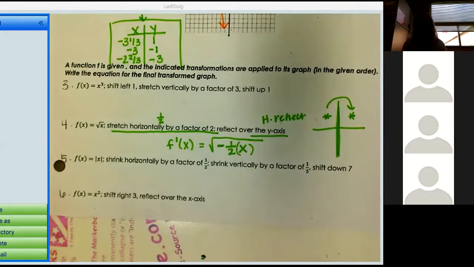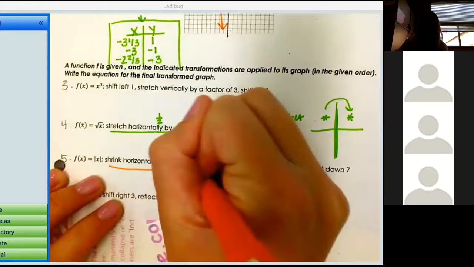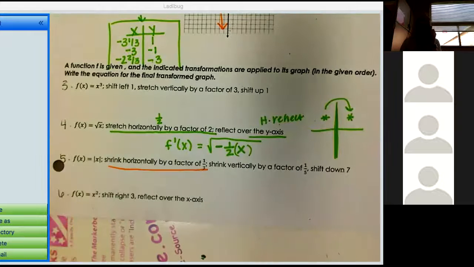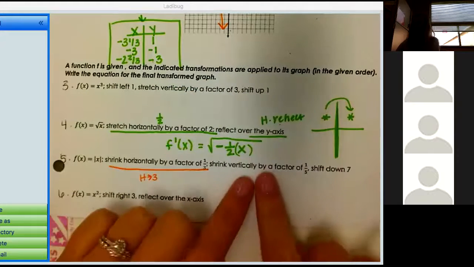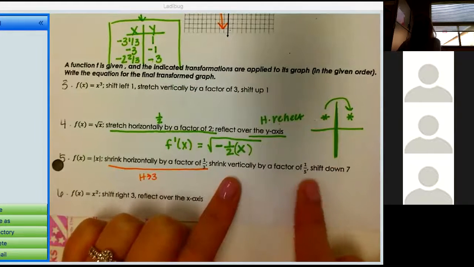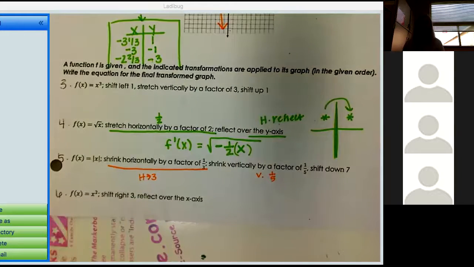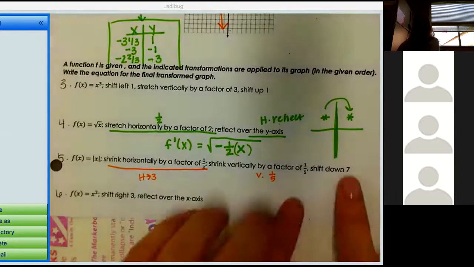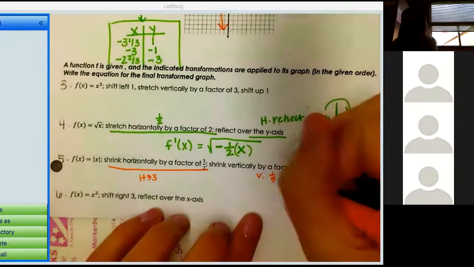All right, so number 5, if we want to shrink horizontally by a factor of 1/3, what is my equation going to have? 3. Very good. So horizontal is going to be by 3. Vertically shrink by 1/5. That'll just vertically say 1/5, right? We don't change the vertical. And then if I shift it down 7, that means I should have a -7 on the outside. Agree?